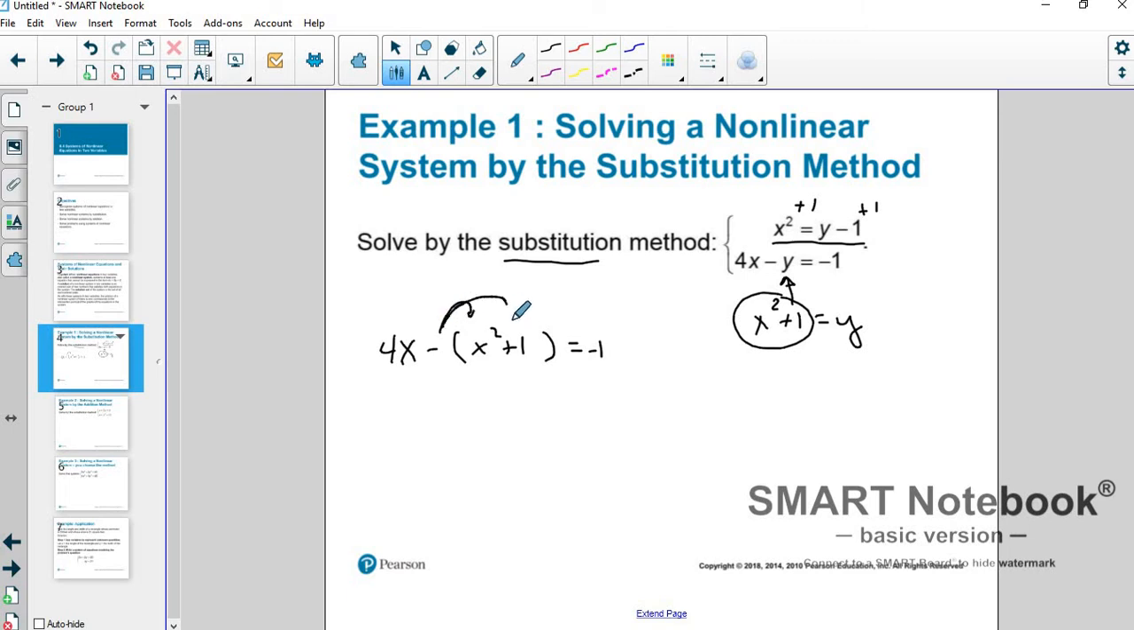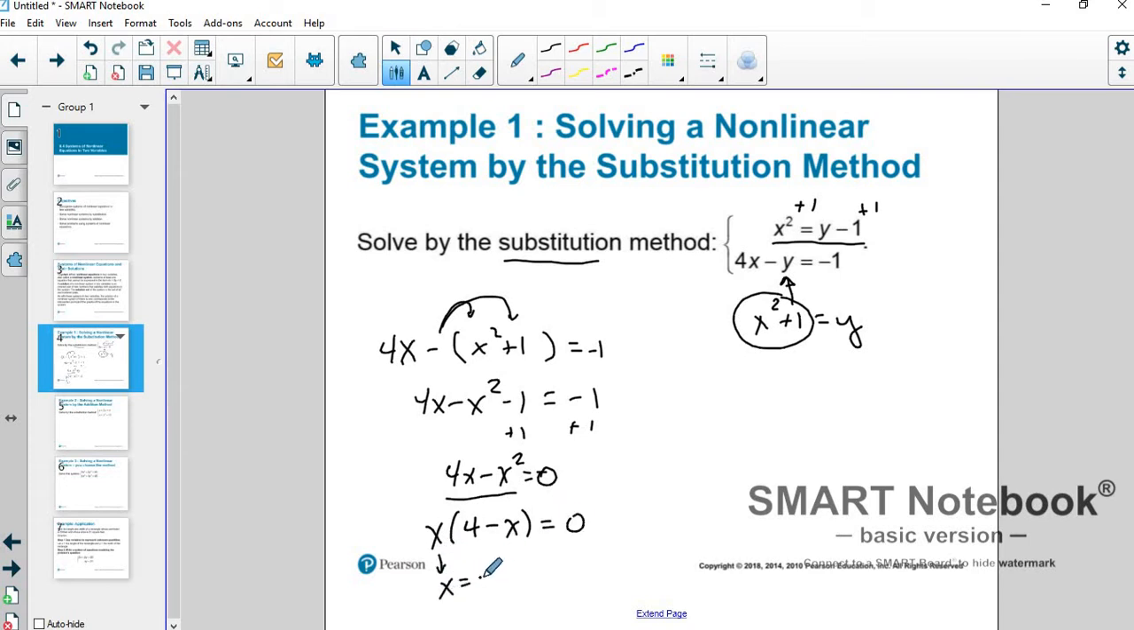Distribute the negative, you get 4x minus x squared minus 1 equals minus 1. Add 1 to both sides, and you get 4x minus x squared equals 0. All right, this is a quadratic, but it has no constant term, so I can just pull the common x out and get x times 4 minus x equals 0. And this tells me that x equals 0 or x equals 4.